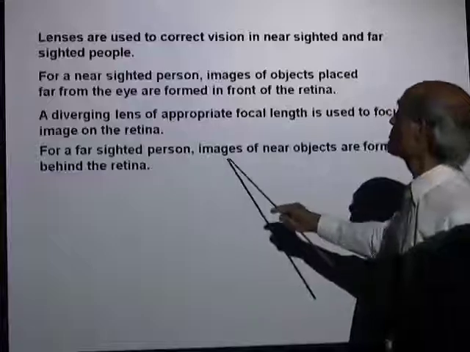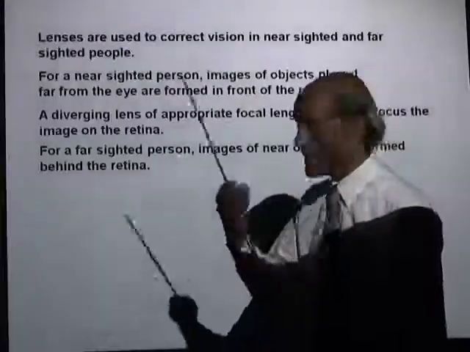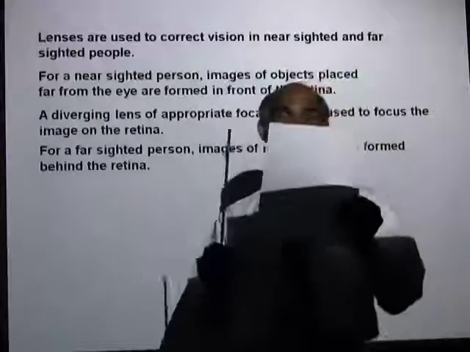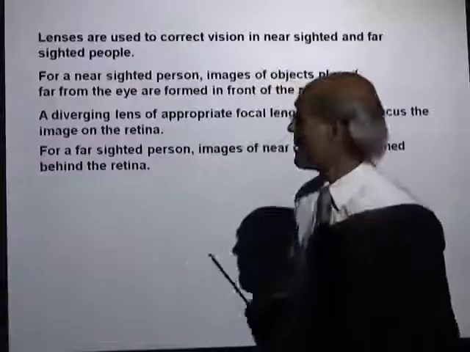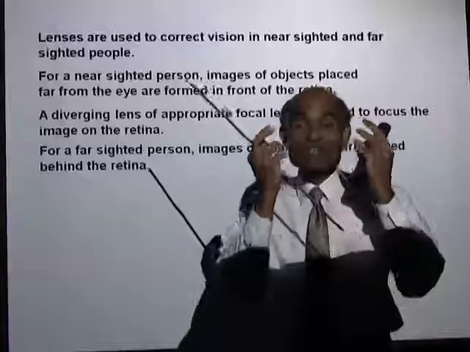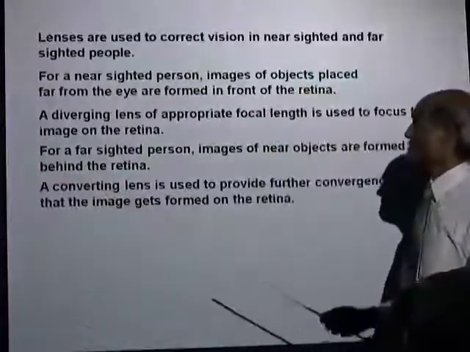Now, for a far-sighted person, images of near objects are formed behind the retina, and that's the reason why when I want to read something without my glasses, I take it away. Now, to correct that, we use a converging lens so that the lens will produce an initial convergence.